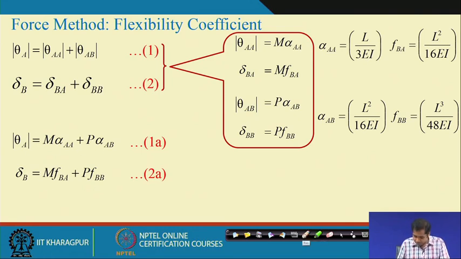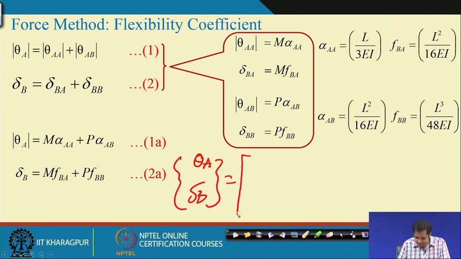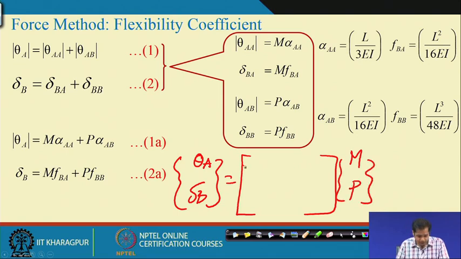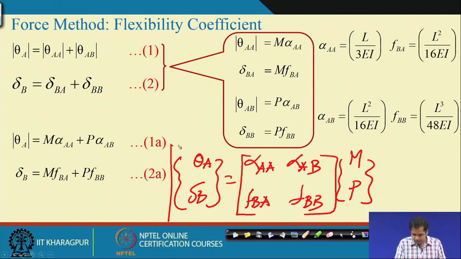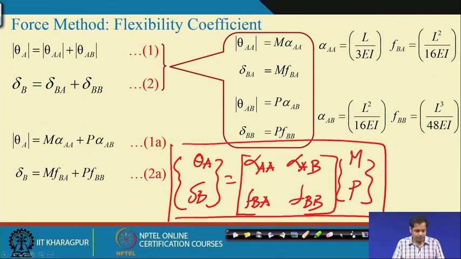Now, if we write that in a matrix form, where we have theta A and delta B, the entire thing we can write as something, and then we have M and P, and this becomes alpha A A and alpha A B, and this is F B A and F B B, isn't it? So, this relation gives me the total theta A and total delta B.